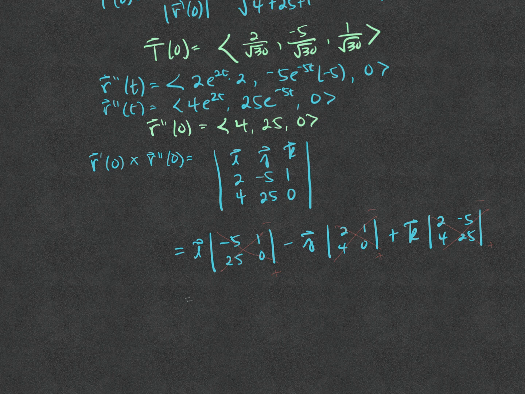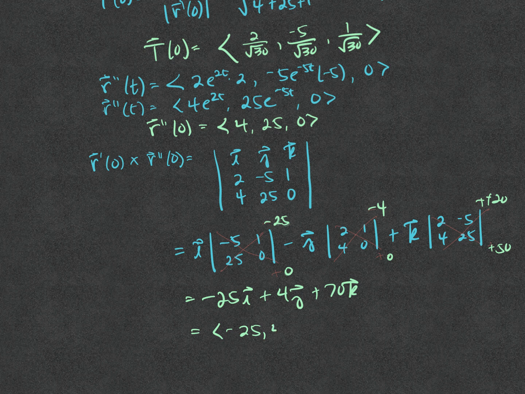So here we have 0 and minus 25. Changing the signs going up, we have negative 25i. And here we have 0 minus 4, times a minus j gives me a plus 4j. And 50 minus a negative 20 gives me plus 70k. So we could write this using the same notation we've been using for the whole problem as negative 25, 4, 70. That should help set you up to do that problem well.